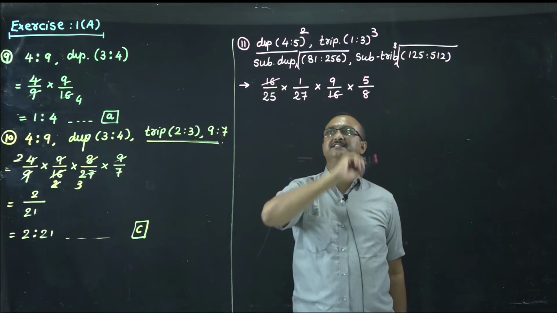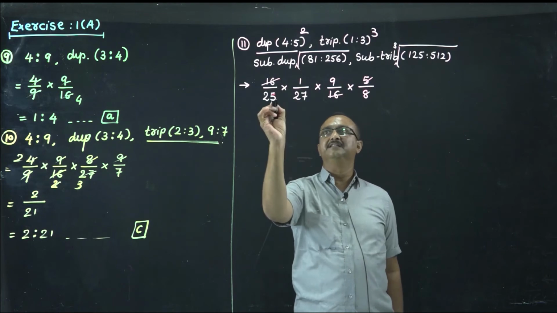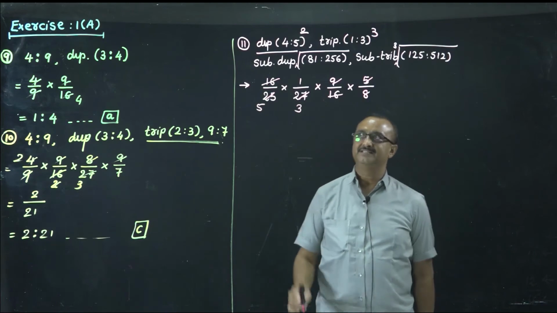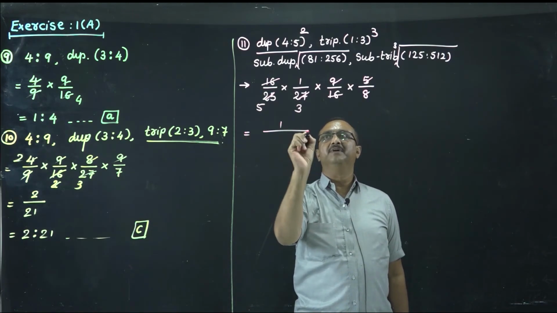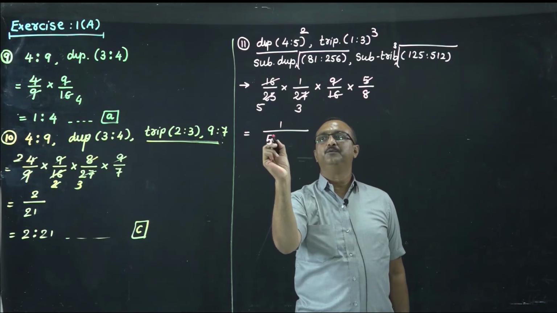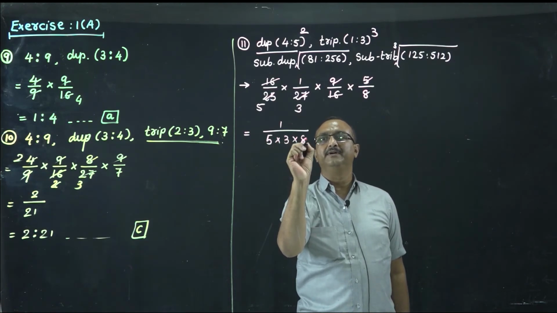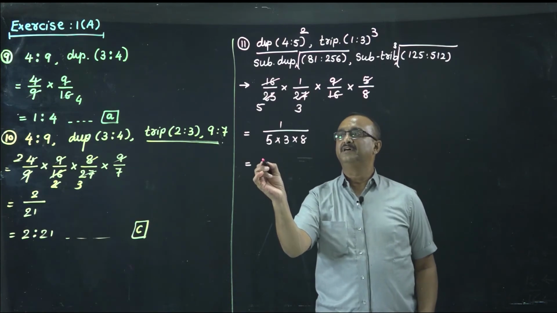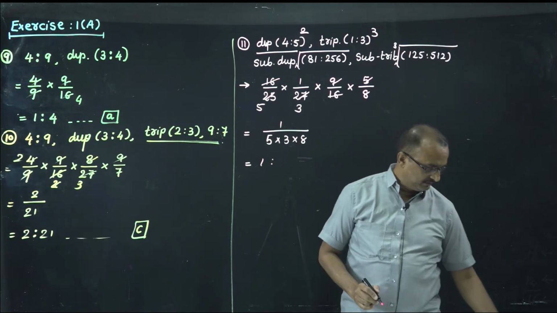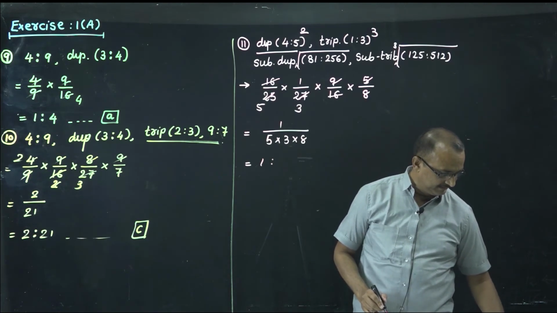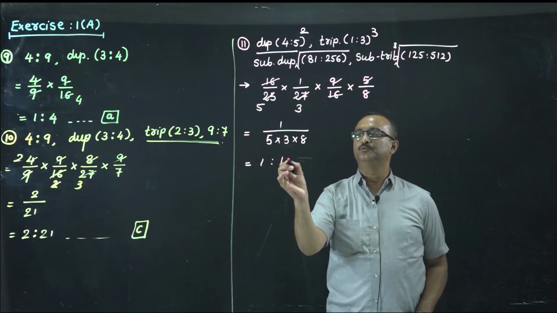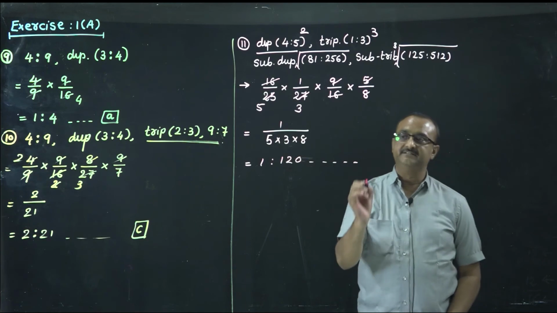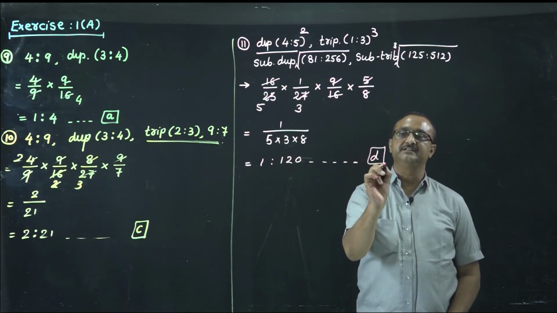Now simplify this. 16, 16 cancel. 5 5s are 25, 9 3s are 27. So our answer is 1 by 5 into 3 into 8, which equals 1 is to 15 into 1 is to 120. See, 1 is to 120 is not given, so D is our correct answer, none of these.